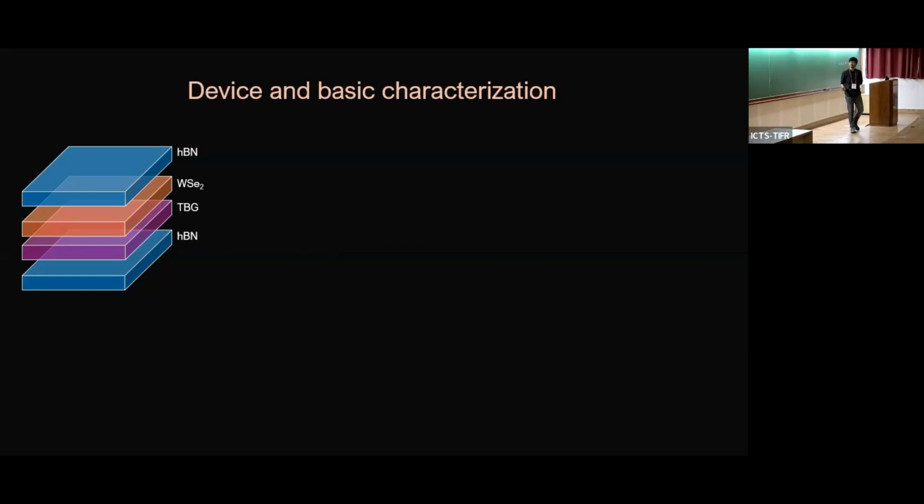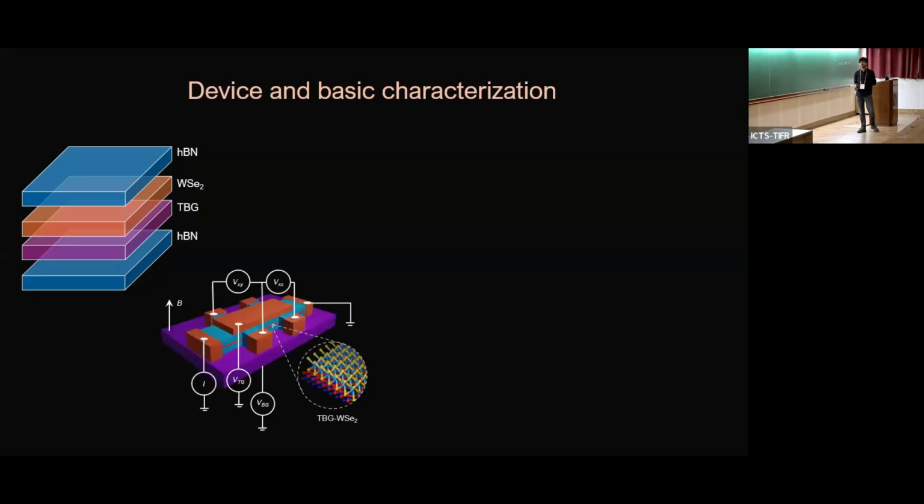This is our device. We add a layer of tungsten diselenide on twisted bilayer graphene, and this stack is encapsulated by 2 hexagonal boron nitride layers. And this is the final geometry of the device. We etch it into a Hall bar so that we can measure longitudinal and transverse components simultaneously in the presence of magnetic field. And we can tune the carrier density in the system by applying a top gate and back gate voltage. You can also control the displacement field independently.